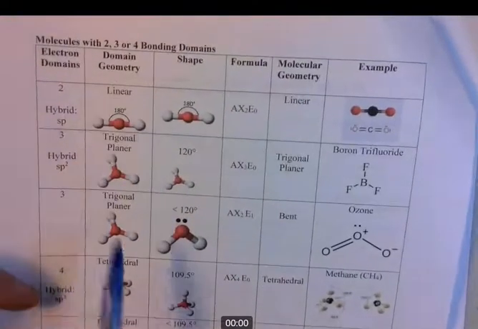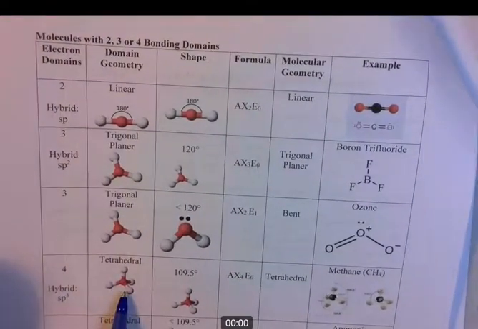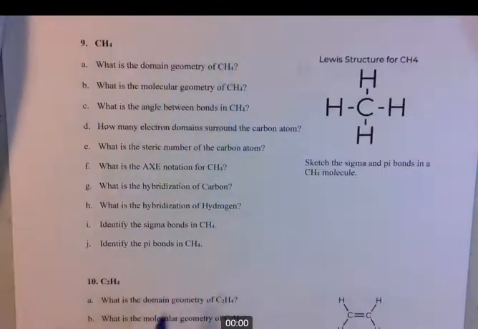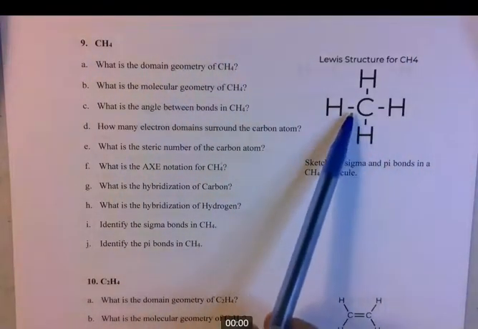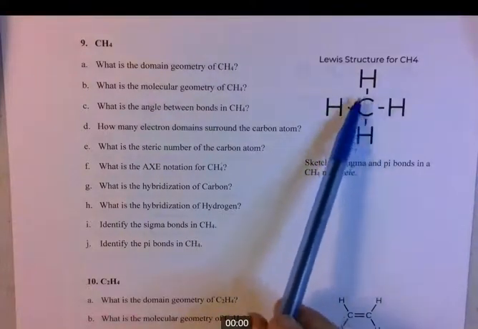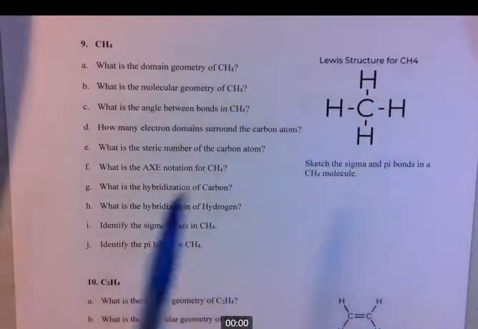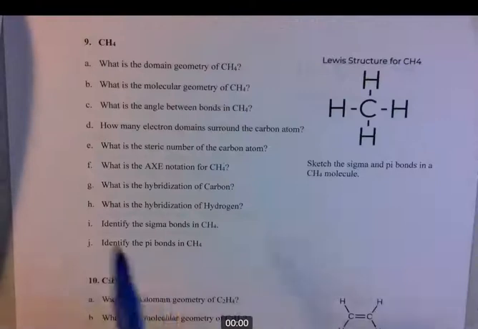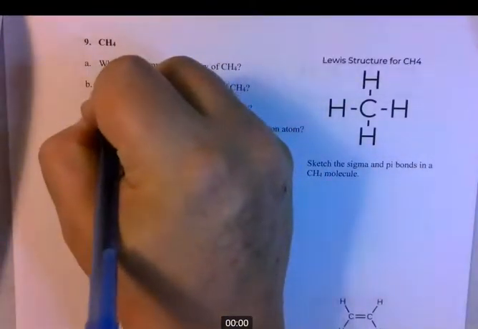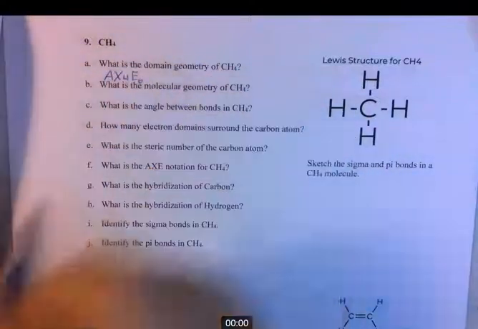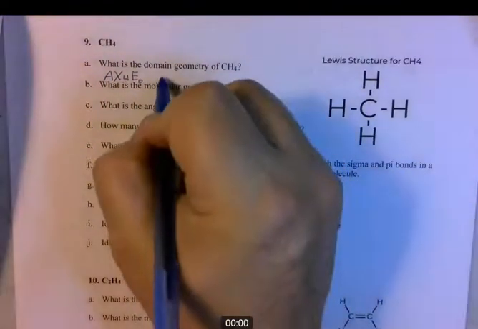You simply find that by going to this sheet. The domain geometry right there is tetrahedral for CH4. So here's what the first thing you do is. You look at how many electron domains it has. It has 1, 2, 3, 4. So you come down here. It's tetrahedral, and you can see that it is an AX4. It has no lone pairs, so that makes it tetrahedral.